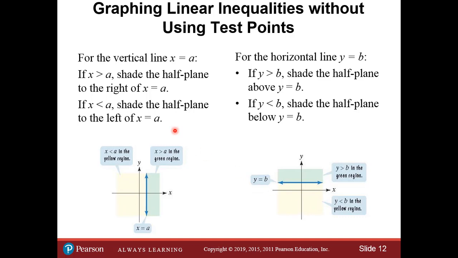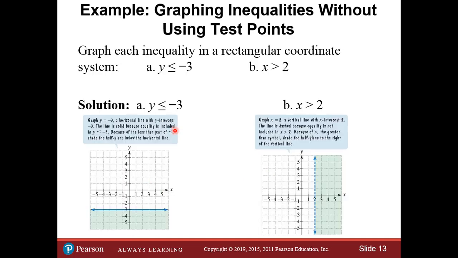Again, if it's less than or equal to or greater than or equal to, you would have a solid line. If it's strictly less than or strictly greater than, you would have a dashed line. And so in this case here, it says we want to graph each of these inequalities. So this is y is always, so y is less than or equal to -3.